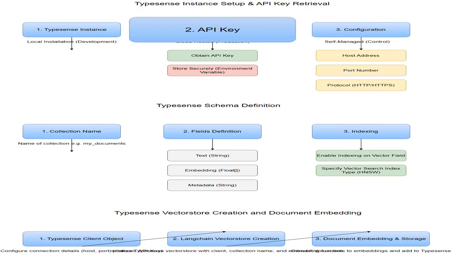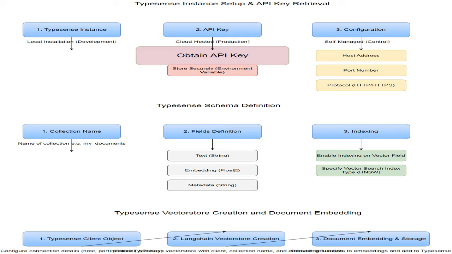Securing an API key is vital for authentication and access control. This is what allows your LangChain application to talk to your Typesense instance. Firstly, it's like getting a password, so make sure this key is obtained from your Typesense setup.